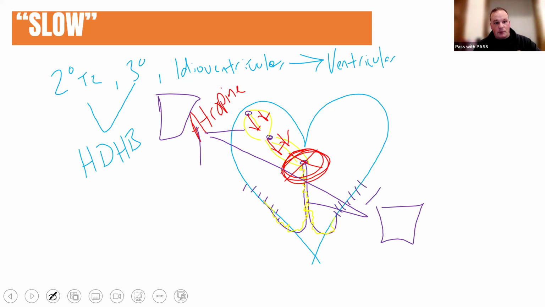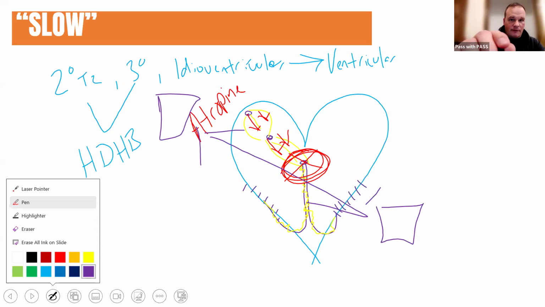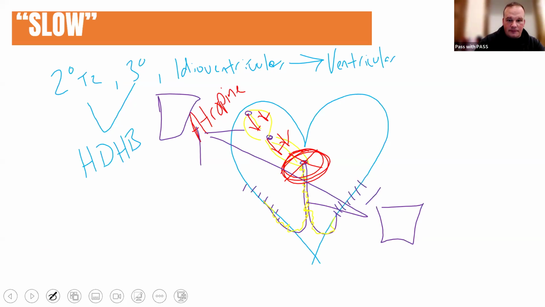Okay. So with a high degree heart block, that blockage is high. They are very solid heart blocks. They are not going to let too many impulses through. They're definitely not going to let them through with too much regularity or consistency. And because of that, atropine generally isn't effective on those patients. And that's why we go straight to transcutaneous pacing with those patients. Okay. Hopefully that makes sense. If it doesn't, please let me know.